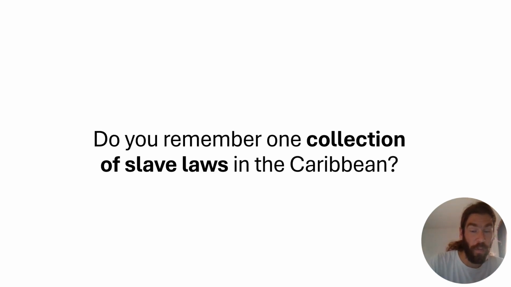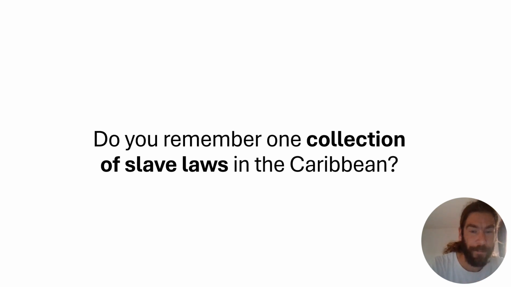There were multiple collections of slave laws: the Barbados Slave Code, the Code Noir of the French, in my best French, and also the Spanish one. Do you remember? The Siete Partidas. Those were collections of slave laws in the Caribbean: the Siete Partidas in the Spanish Caribbean, the Barbados Slave Code in Barbados, a colony of Britain, and the Code Noir in the French Caribbean, like for instance in Martinique, or in how is it called? Saint Domingue.